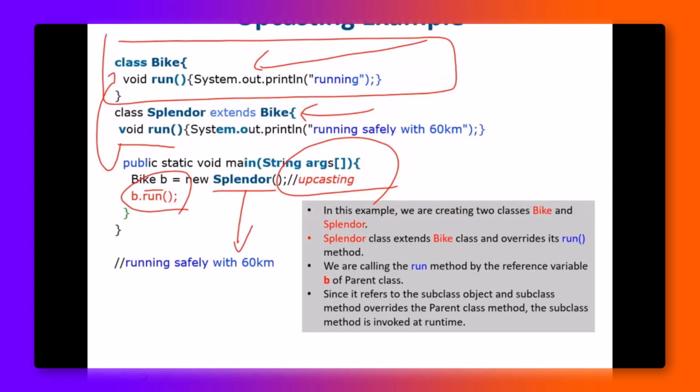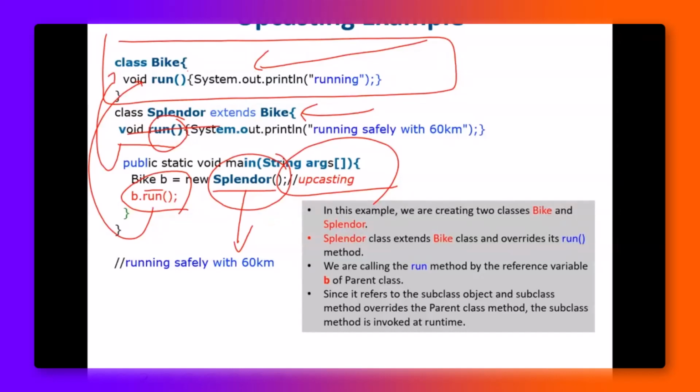Now, if you call b.run, b is a new splendor, it is not a bike. The reference was to a superclass. If you call run now, which run will be called? Since b is a splendor, it will see if the splendor has overridden the run method of the superclass, it will call the run method of the splendor. If it did not, it will call the run method of the superclass. That's it. If the method has been overridden in the subclass, it will call it. Otherwise, it will call the one in the superclass.